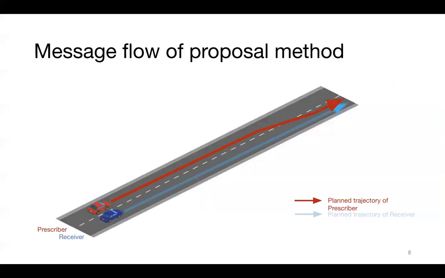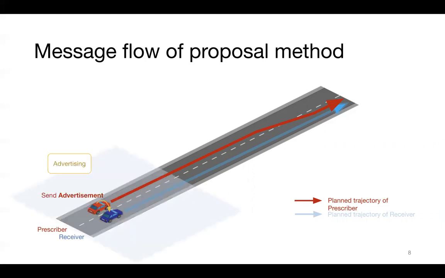I explain the flow of the proposed MCM in the scenario mentioned earlier. In this figure, the red vehicle, the prescriber, will change to the next lane and it will collide with the blue vehicle, the receiver. And the arrows show the planned trajectory, which means the future trajectory of each vehicle.